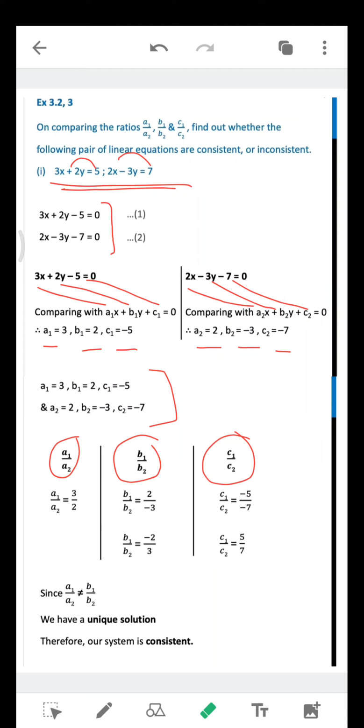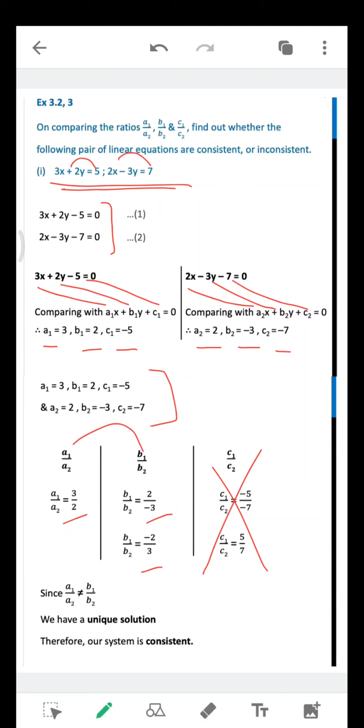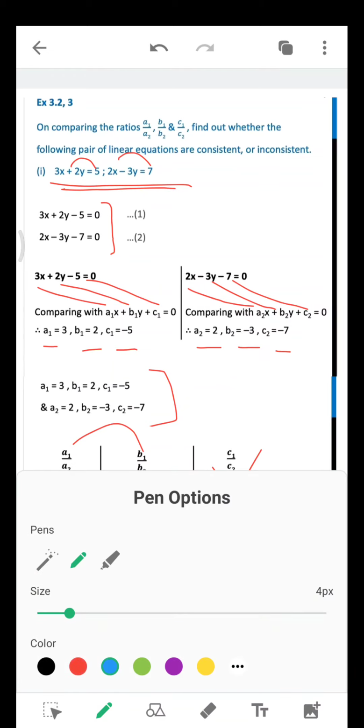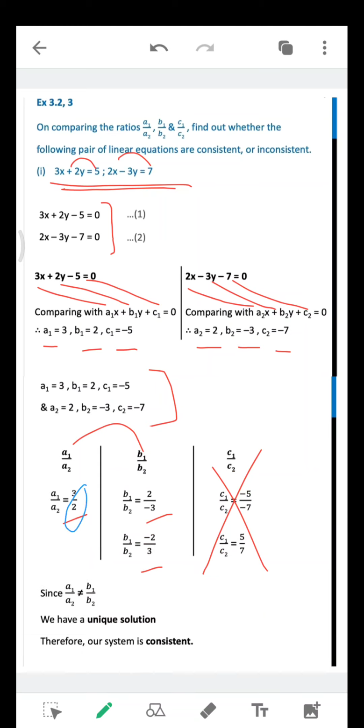So what is a1 by a2 here? a1 by a2 is 3 upon 2, that is 3 by 2. Then b1 by b2 is 2 by minus 3, that is minus 2 by 3. Looking at these two values, we will not go to c1 by c2. First you should look at a1 by a2 and b1 by b2. Are these two values equal? Here I am getting 3 by 2 and here minus 2 by 3. Are they equal?